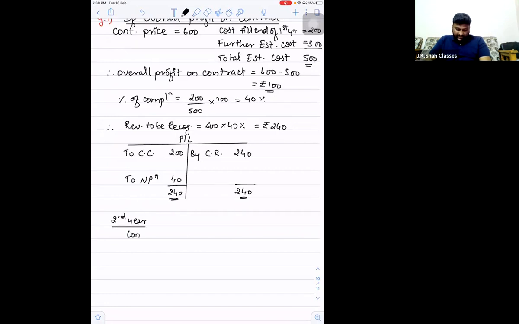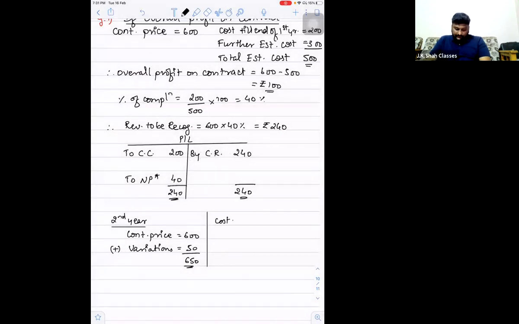Right? Now second year, my contract price is 600. But there is something getting added because of variations. Now, is variation possible? Yes, variations are possible. So because of variation, 50 rupees gets added up. So now my contract value is 650 rupees. This is absolutely possible. No problem at all.